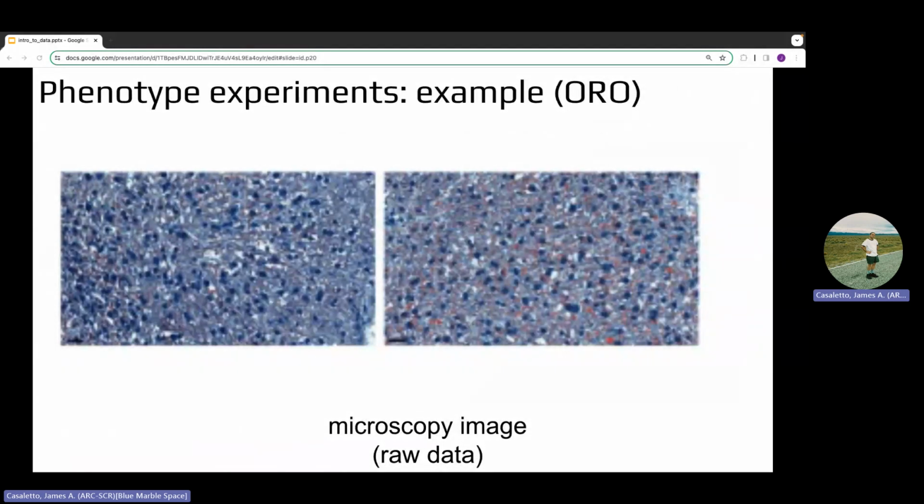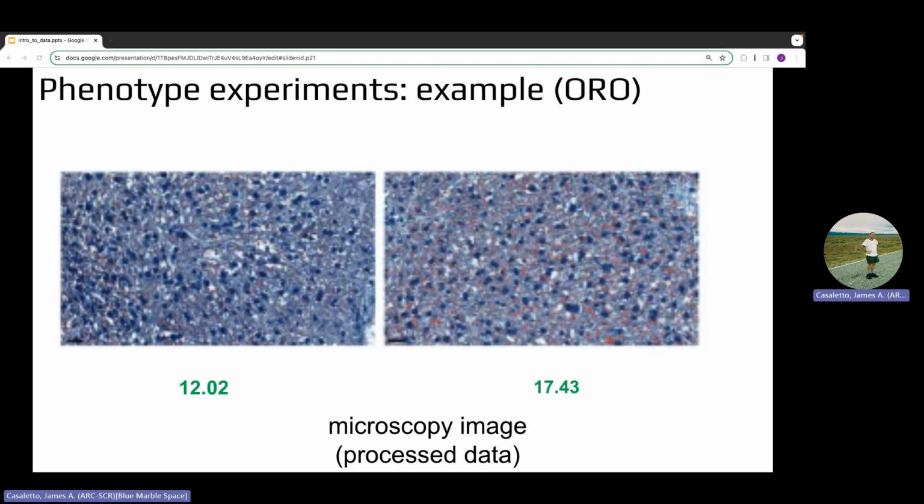Just as with RNA-seq, which quantifies gene expression, phenotype experiments, which involve staining and imaging techniques such as oil red O, also quantify the presence of some molecular protein. And just like RNA-seq needs to get mapped to a genome in order to get quantified, microscopy images need to be quantified somehow as well. In the case of oil red O, it gets quantified by using software programs that count the number of red pixels in the image and then representing that as a percentage of the entire image pixels.